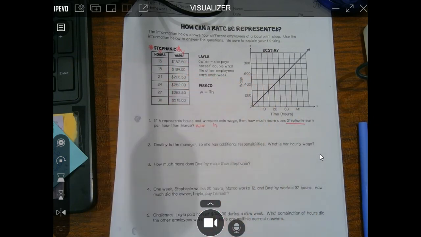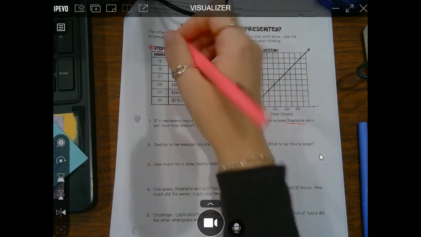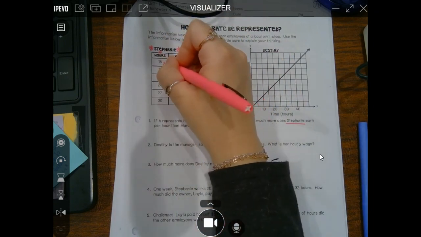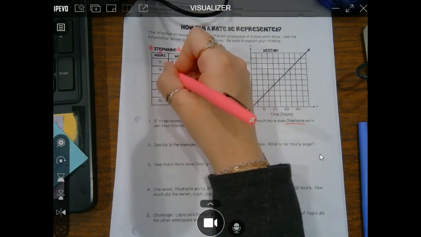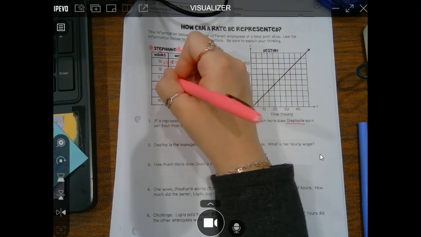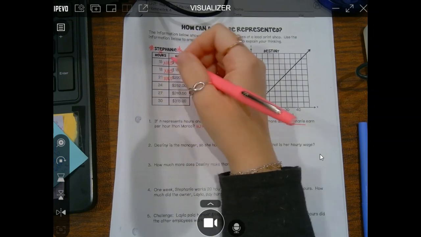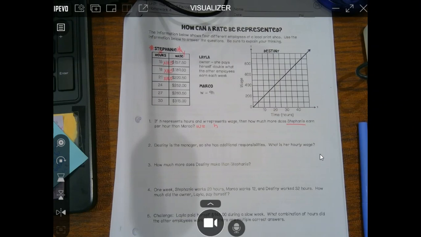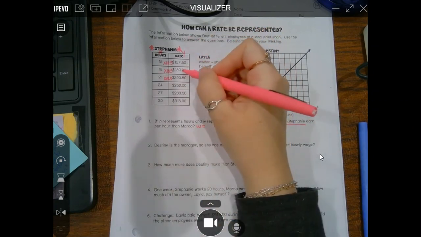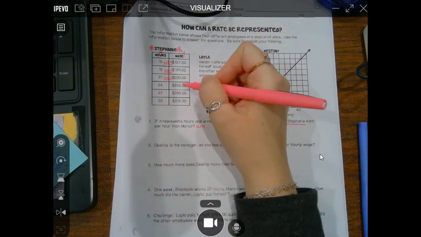Okay, so you're going to do 157.5 and divide that by 15. What do you get? You get 10.5. Now double check and see if that holds up for the rest of the table. Okay, so if you plug in 10.5 times 18, do you get 189? Okay, good. Let's test it for another one.